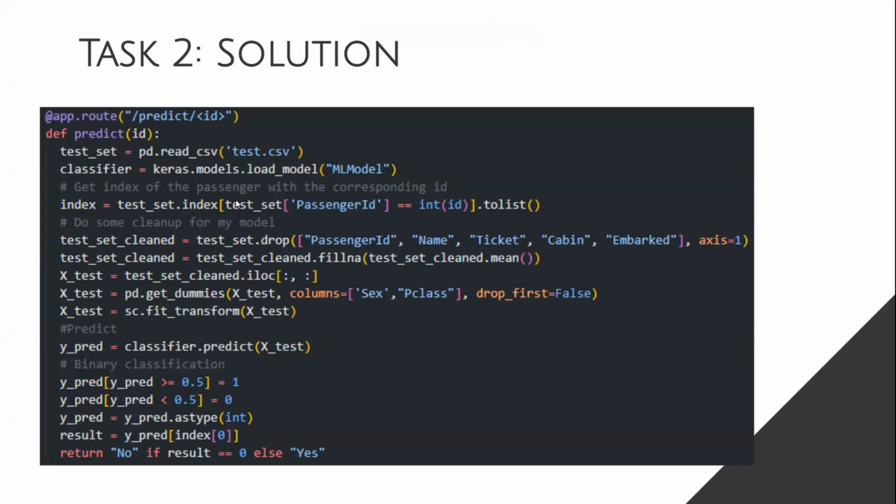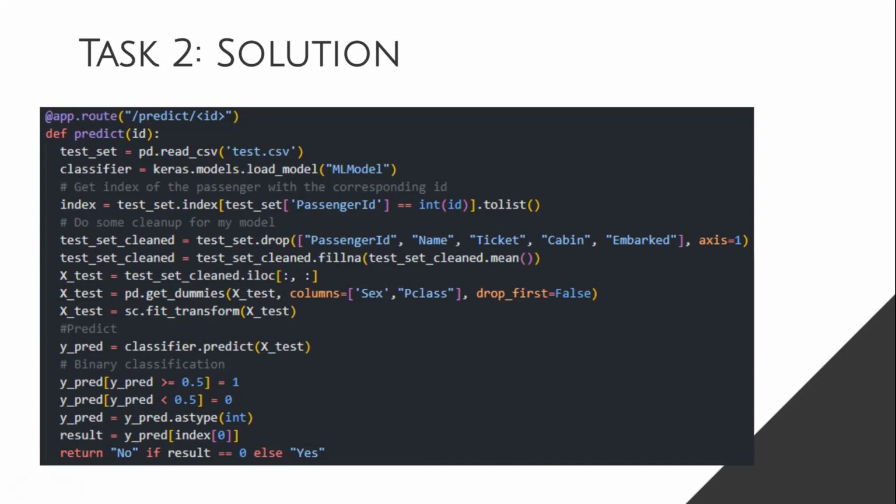Then I get the index of the passenger with the ID, and then I do some cleanup that my model requires, and I predict everything. As it is a binary classification, I then convert it to binary and just return no if the result is 0, else I return yes. And as I said, don't concentrate on the model too much. You can do that in your homework assignment, but this is just the workflow.